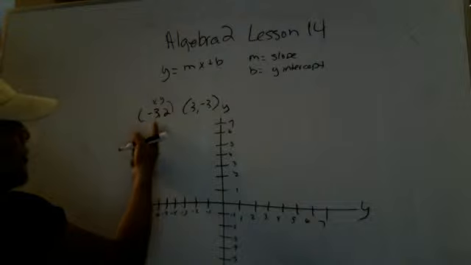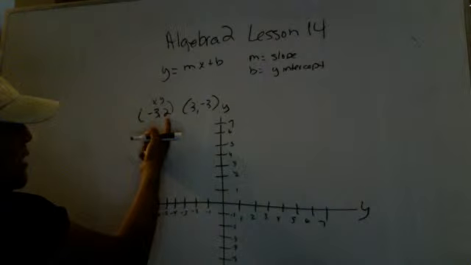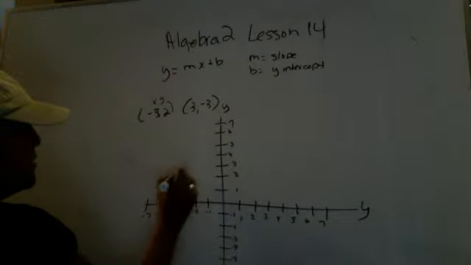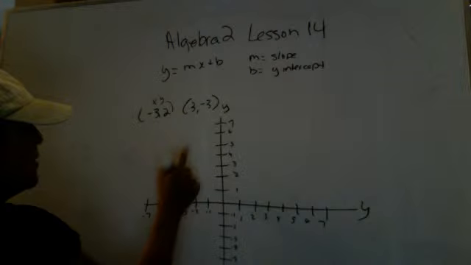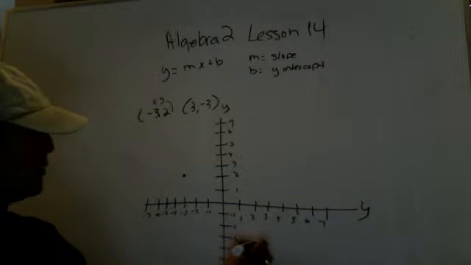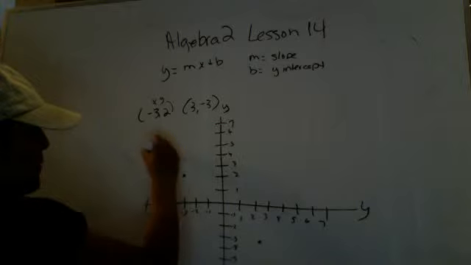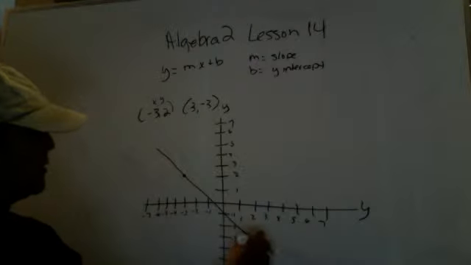The first coordinate is x, the second coordinate is y. So this is your x-axis. So negative 3, positive 2. Positive 3, negative 3. Then we simply draw the line.